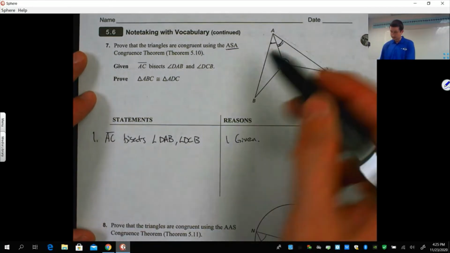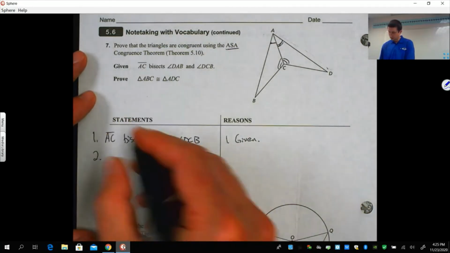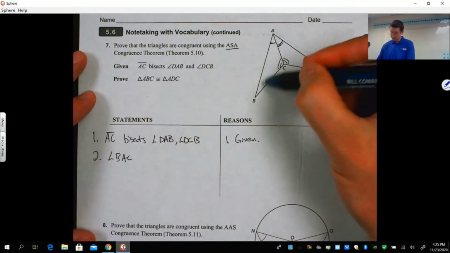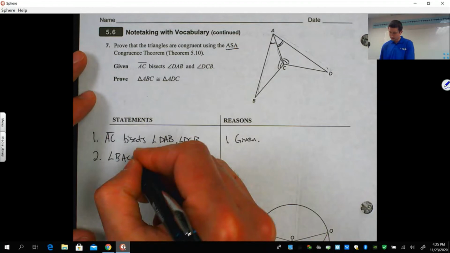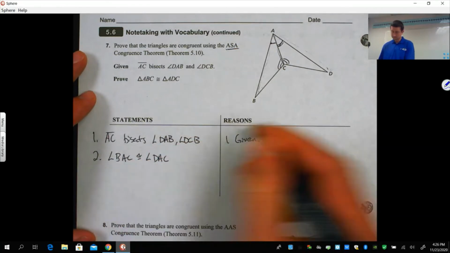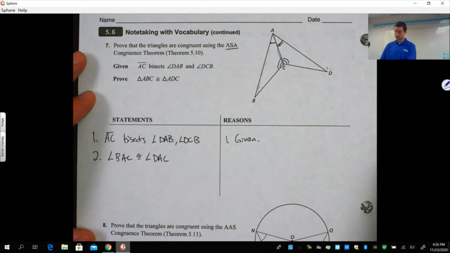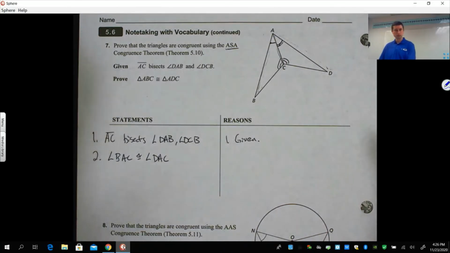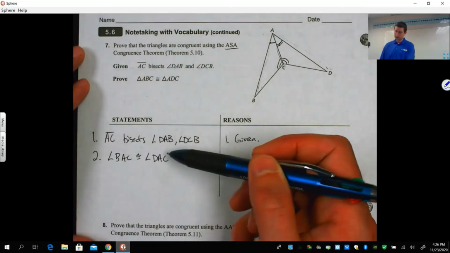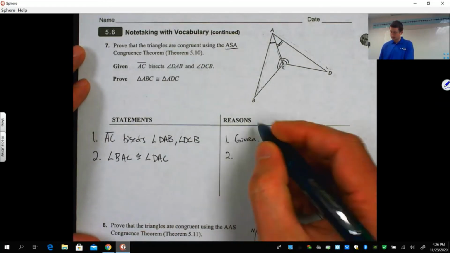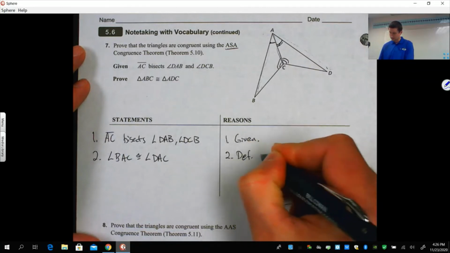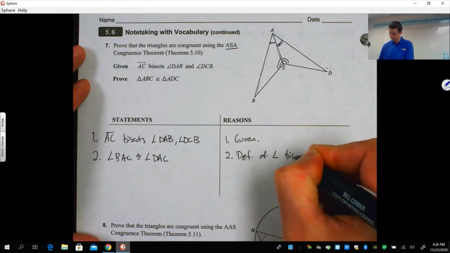So since it bisects, we know angle BAC, taking this angle right here, is congruent to angle DAC. Those have to be congruent. You could say the measures are equal. You say the measure of BAC is equal to the measure of angle DAC, and that is because we have an angle bisector. So I would just say definition of angle bisector.